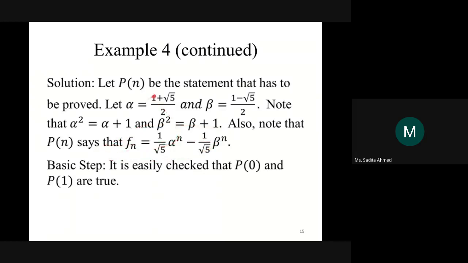So we can do that. These are constants, right? We can represent constants with alpha and beta, as long as we are not changing the definition of alpha and beta, okay? So Fn now becomes 1 by square root of 5 alpha to the power of n minus 1 by square root of 5 beta to the power of n. So this is how we are going to represent Fn.